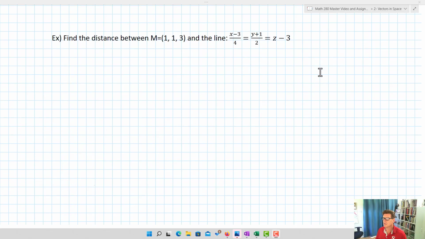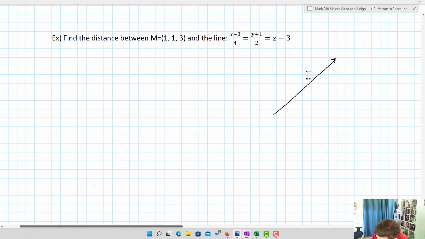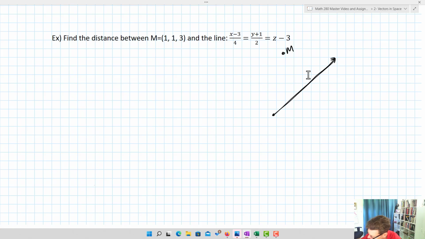All right, so let's actually take this example. We'll find the distance between M, which is (1, 1, 3), and the line (x minus 3) over 4 equals (y plus 1) over 2 equals (z minus 3). So what I'm going to do now is imagine I've got this line in space, and I've also got my point M, and I want to figure out what this distance is, D.